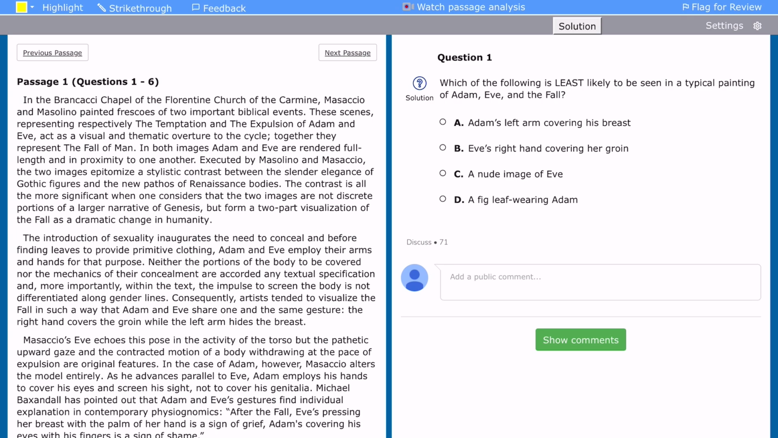I'm both an MCAT CARS tutor as well as a 132 scorer, and today I'm going to take you through this MCAT CARS passage titled Masaccio and Masolino. So the first thing we're going to do is read the passage and highlight anything that we deem is important.